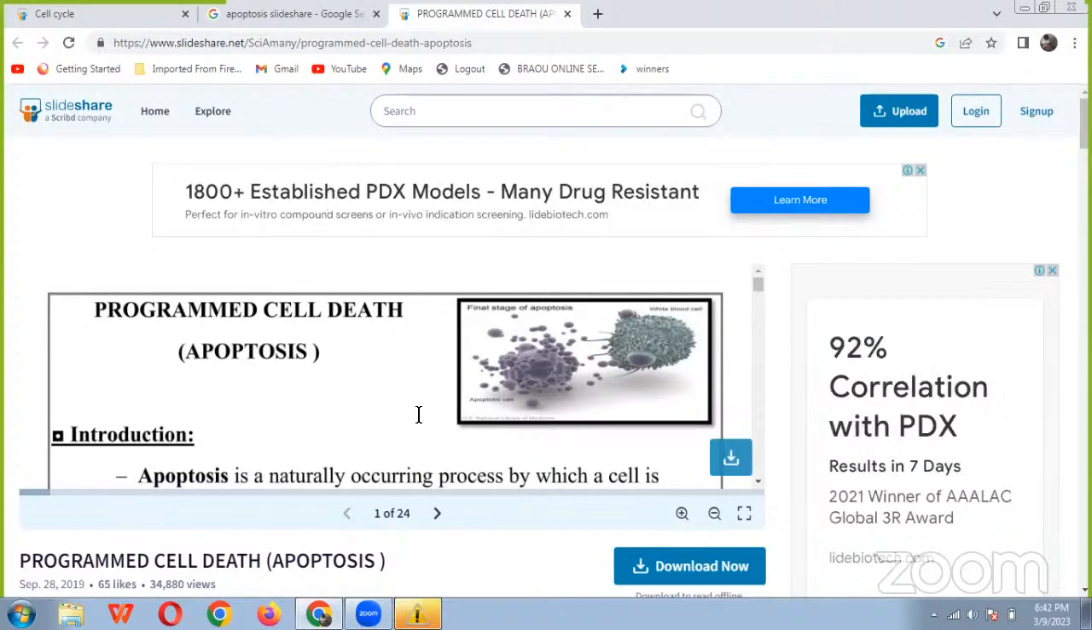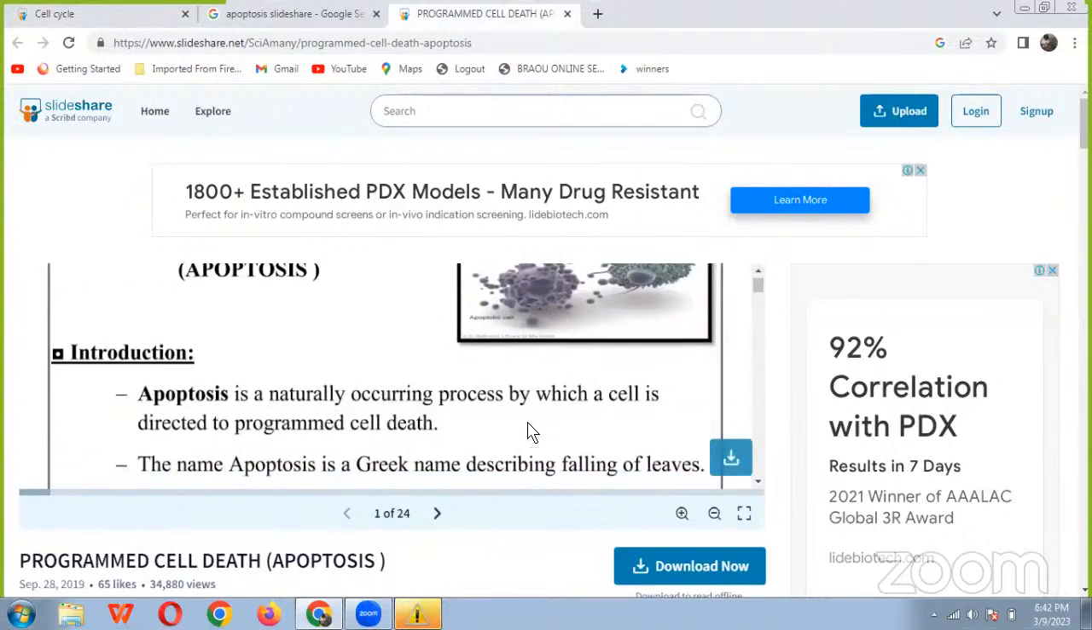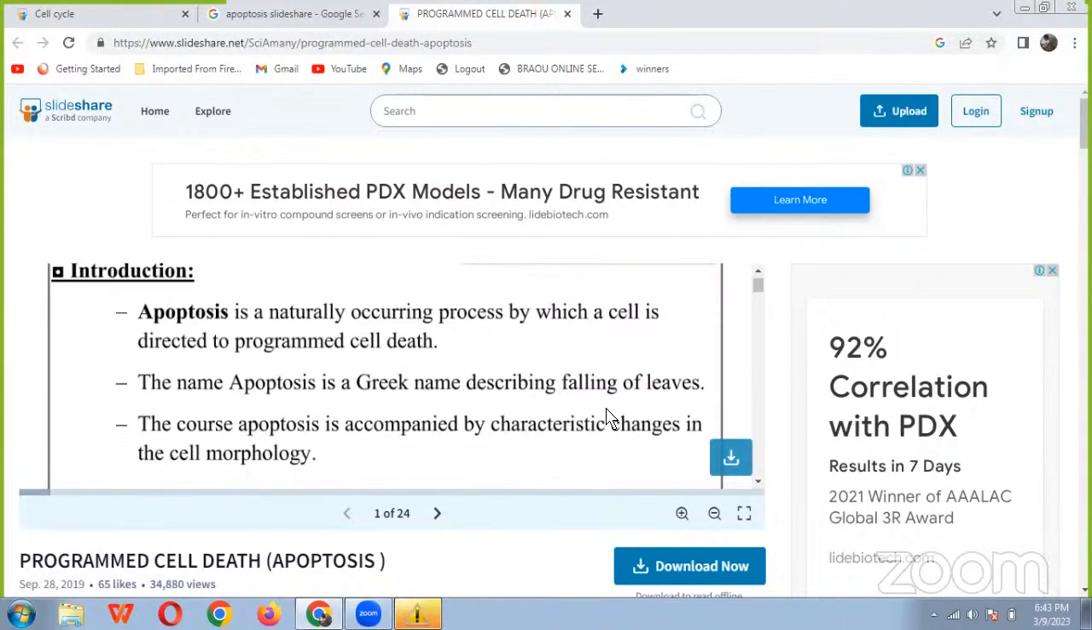Next topic is programmed cell death, also called apoptosis. What is apoptosis? It is a naturally occurring process by which a cell is directed to programmed cell death. This name is a Greek name, describing the falling of leaves.